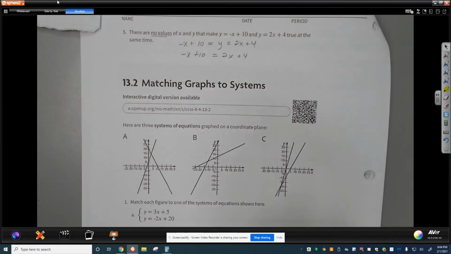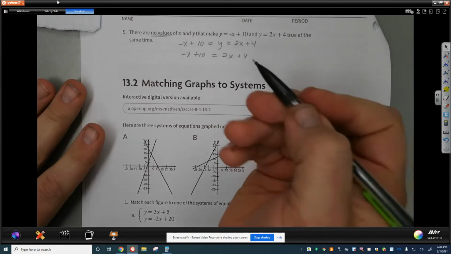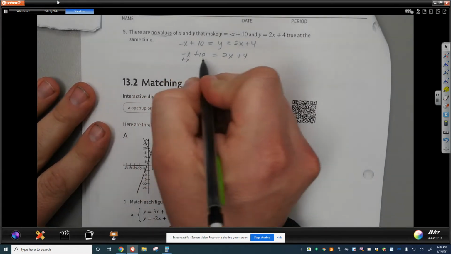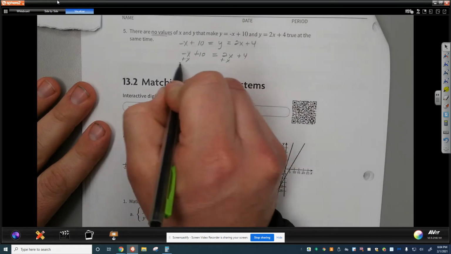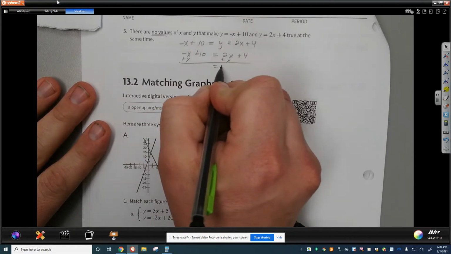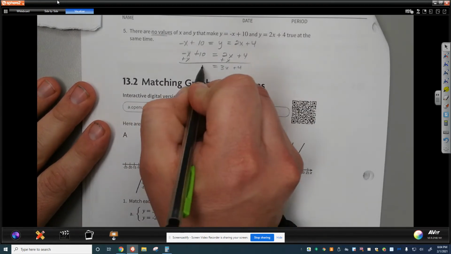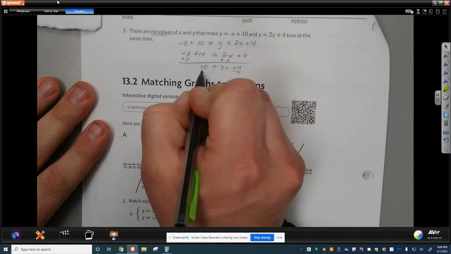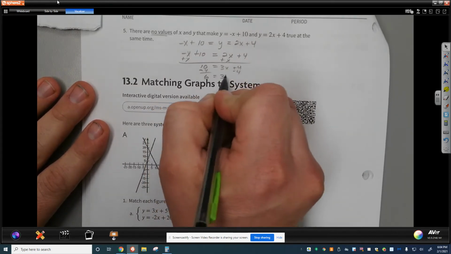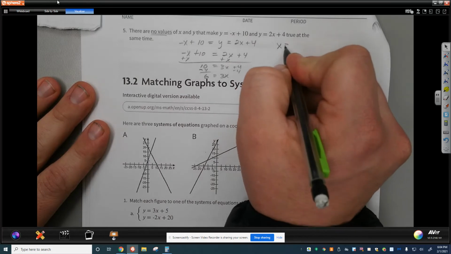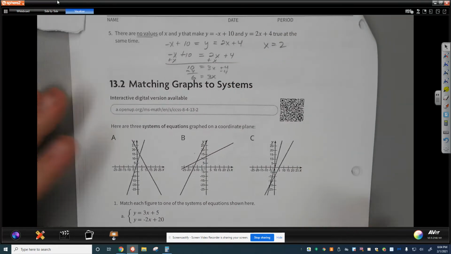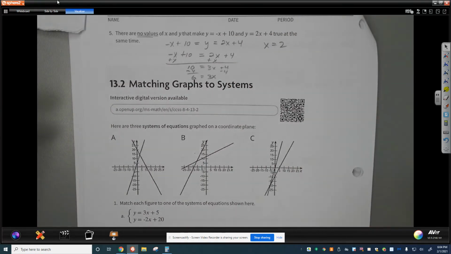And then I can use my properties of equality to finish this off to verify that. I can add x to both sides to give me 3 times x plus 4 is equal to 10. I could subtract 4 from both sides, and I get 6 is equal to 3 times x, and x equals 2. That's awesome. But then what about y?